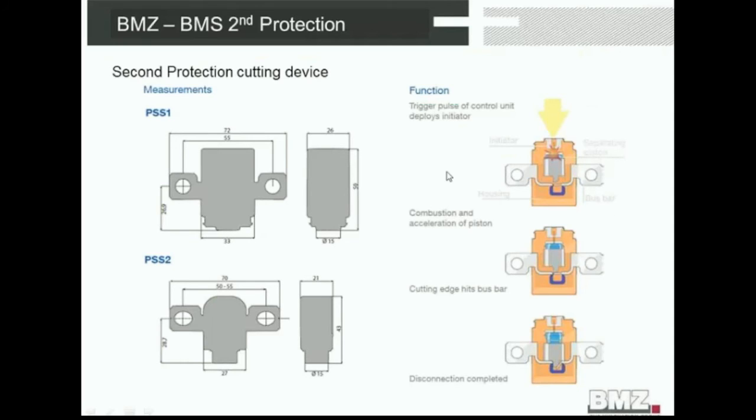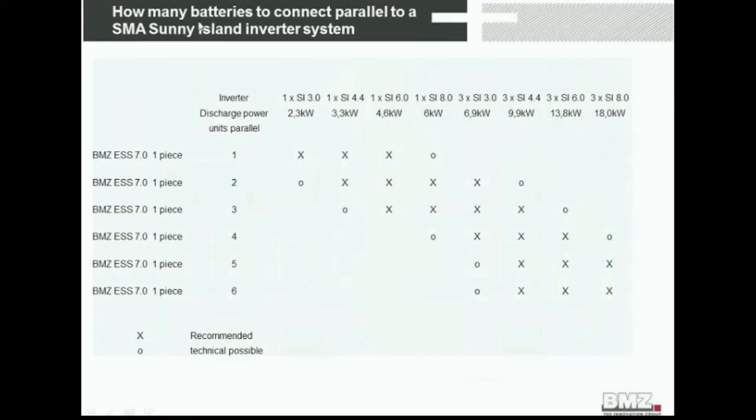How many batteries to connect in parallel to an SMA Sunny Island inverter system depends on what kind of inverter you have. We have the small Sunny Island 3.0, 4.4, 6.8. You can use that in one phase or three phase. This means for the general system, you have different discharge powers available, up to 18 kilowatts, in peak 33 kilowatts. But of course, it makes no sense to connect three Sunny Islands, the biggest ones, to only one battery. It makes absolutely no sense.